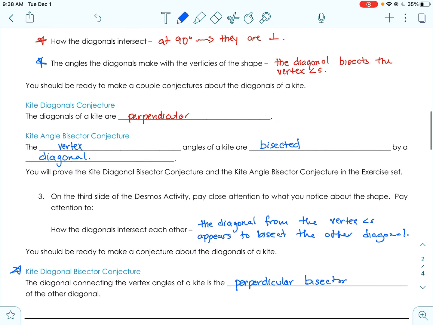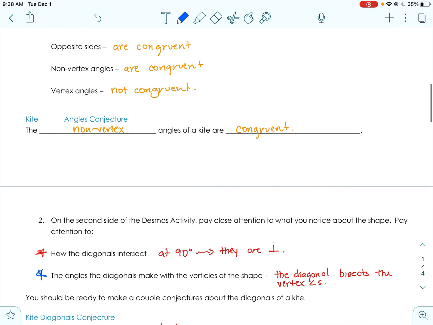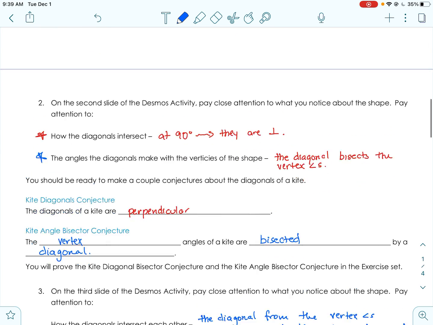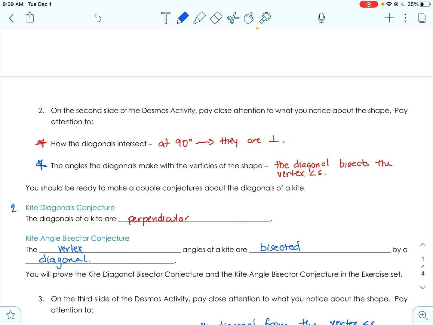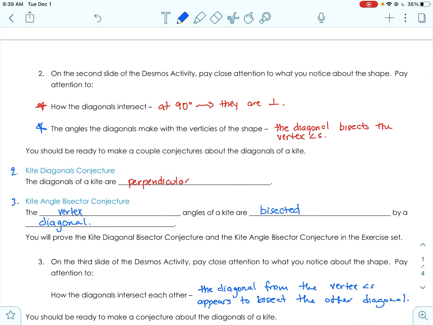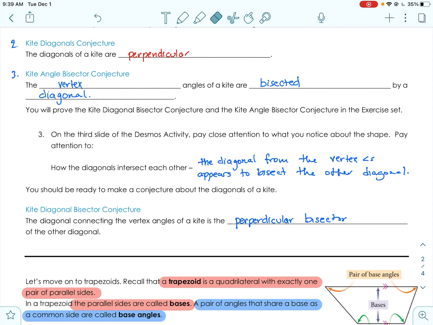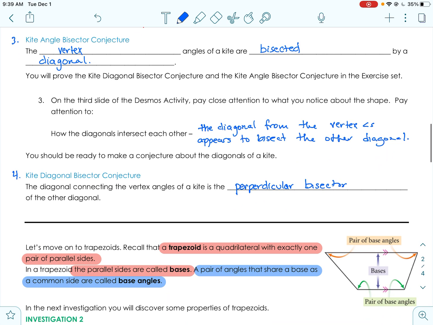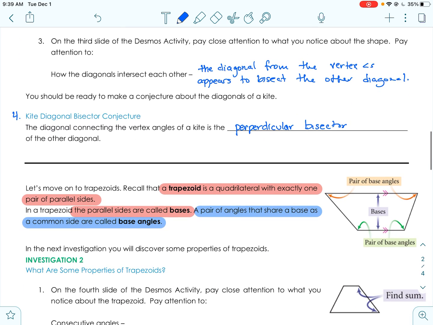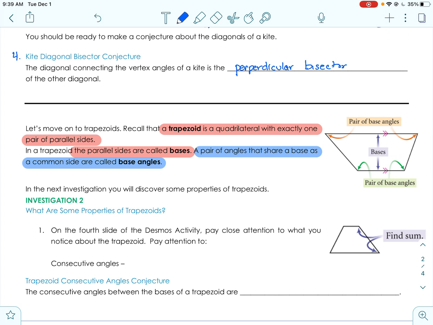So those are the 4 conjectures that we have for kites. We have a conjecture about the angles. We have a conjecture about how the diagonals intersect each other, a conjecture about how the diagonal intersects the vertex angles, and finally the 4th one is how one diagonal bisects the other diagonal. So what we're now going to do is flip over to some properties about trapezoids, and we're going to do sort of the same thing. We're going to make some observations and come up with a few conjectures.